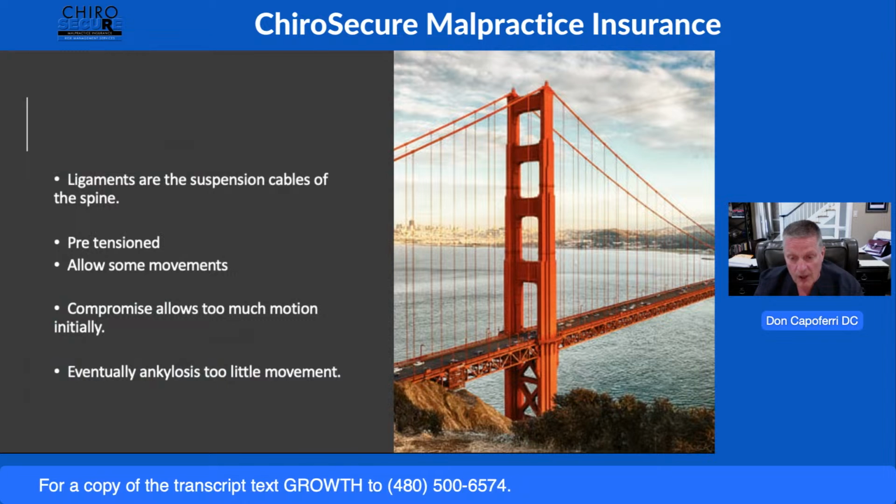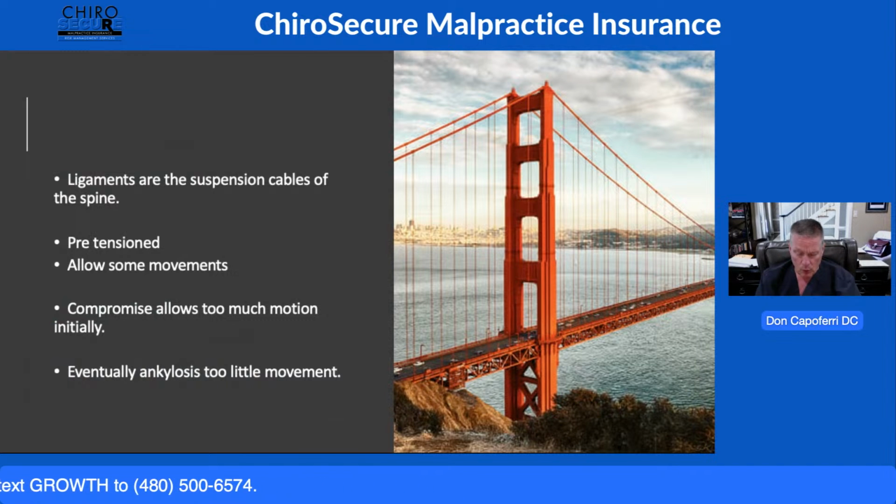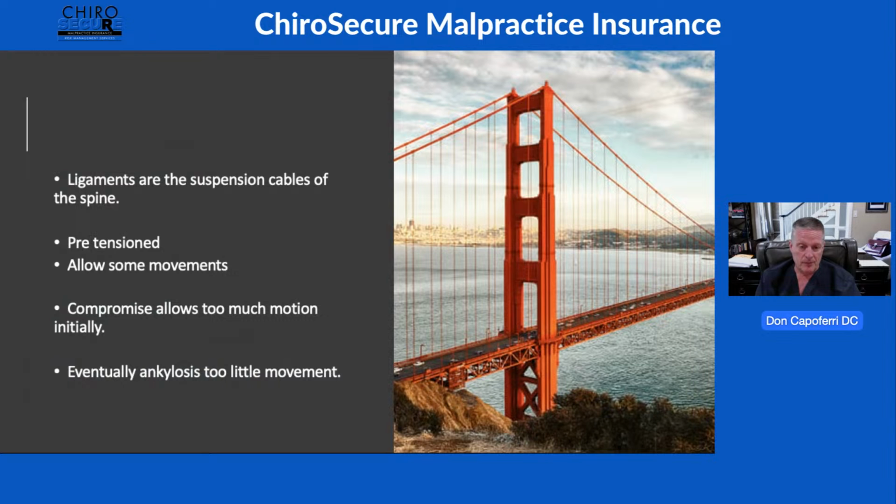Okay, so I believe this is where I stopped last time. One of the relatively misunderstood tissues that get into issues in our spine are the ligaments. So you're looking at actually the Golden Gate Bridge there. Ligaments are suspension cables of the spine, just like the bridge has suspension cables. Now those suspension cables allow for a certain amount of movement of the bridge, particularly in weather, but they secure the bridge from too much movement. That's exactly what ligaments do in the body.